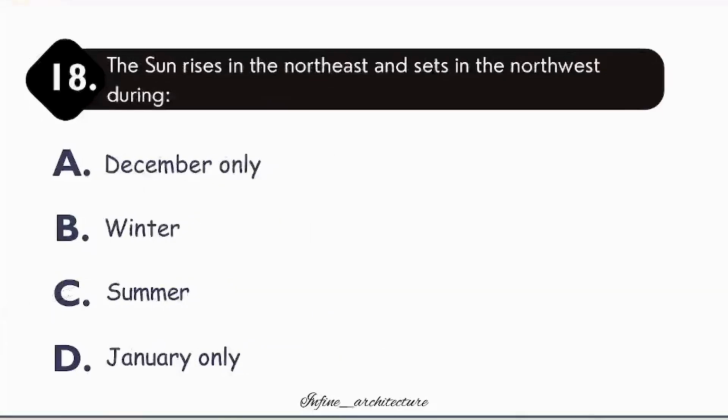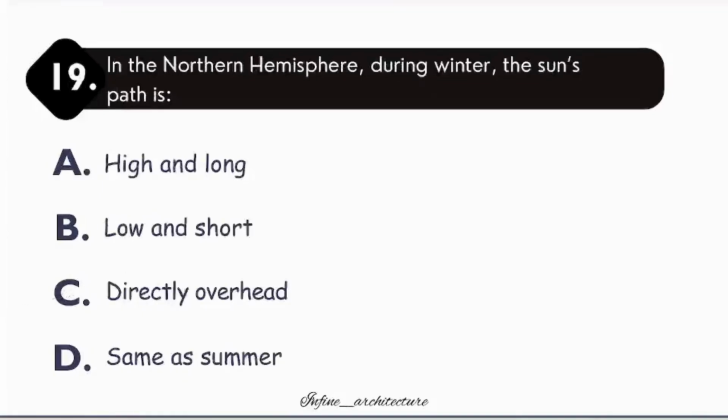Question number 18 is, the sun rises in the northeast and sets in the northwest during, option A, December only, option B, winter, option C, summer, option D, January only. So the right answer should be option number C, summer. Next question. In the northern hemisphere during winter, the sun's path, option A, high and long, option B, low and short, option C, directly overhead, and option D, same as summer. So the right answer should be option number B, low and short.